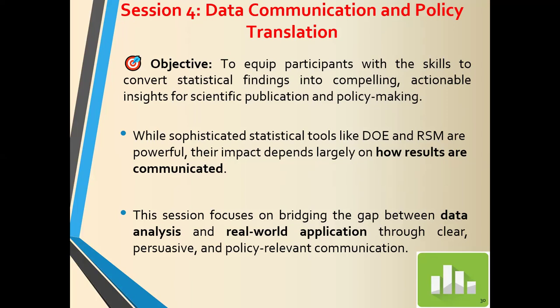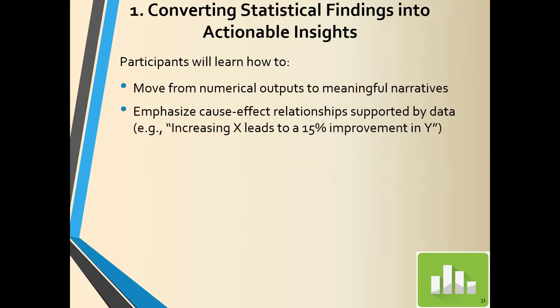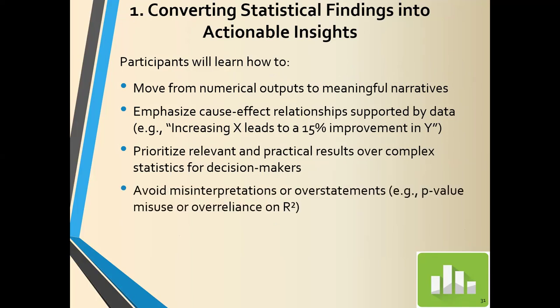So while sophisticated tools like DOE and RSM are powerful, their impact depends largely on how the results are communicated. Participants will learn how to move from numeric output to meaningful narratives. E.g., you emphasize cause and effect relationships supported by data, saying that increasing X leads to 50% improvement in Y. We prioritize relevant and practical results over complex statistics for decision makers. You avoid misinterpretations or overstatements, e.g., p-value misuse or over-reliance on R square.